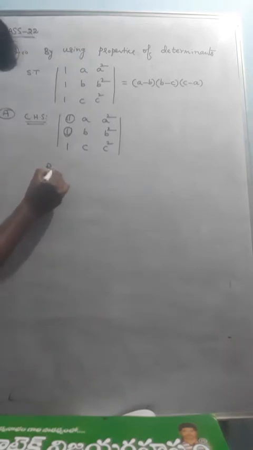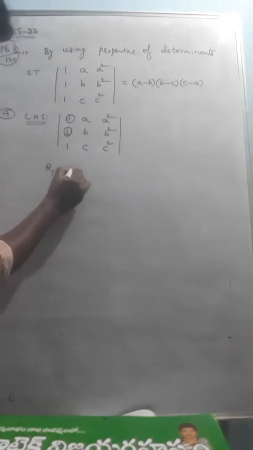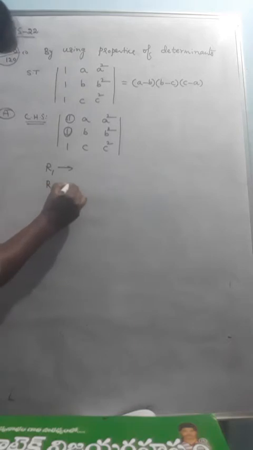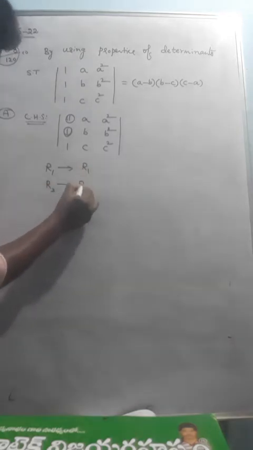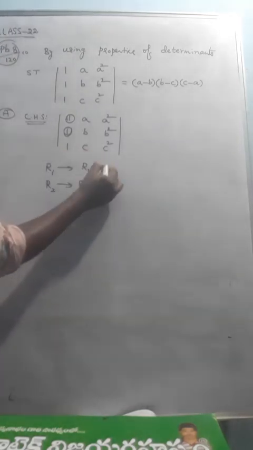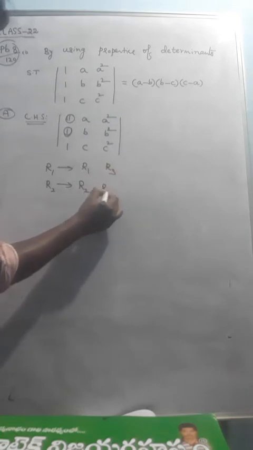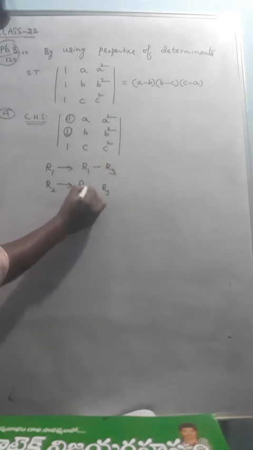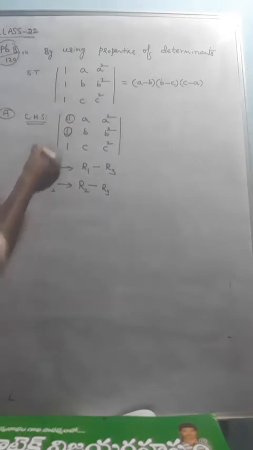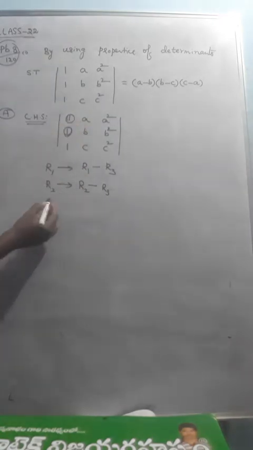So I will change R1, next R2. Here also R1, here R2, which is the standard row, meaning R3. So right here R3, here R3. If you keep the middle minus, then 1 minus 1 is 0, 1 minus 1 is 0, 1 minus 1 is 0. So you have to keep the middle minus symbol. Apply these conditions, then what happens?